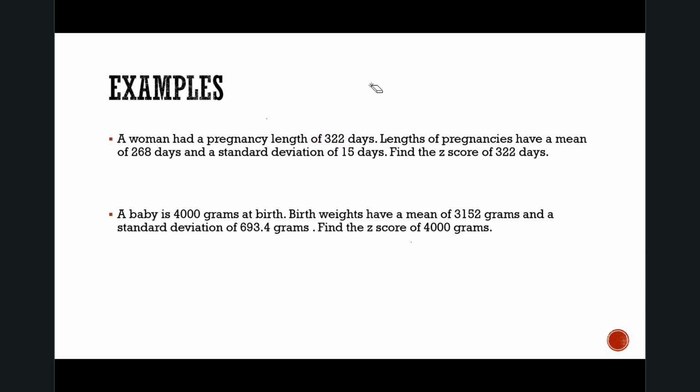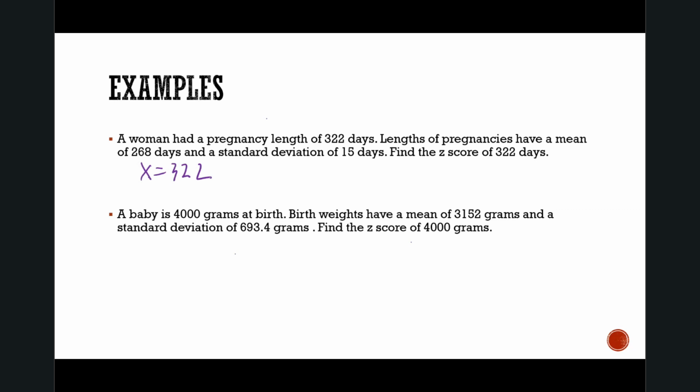What is X equal to? 322, 268, or 15? X is the measurement associated with an individual. Yes, so a woman, 322. She is a particular specimen. That sounds weird, but we want to know what is the deal with her pregnancy length. Is it exceptional? Is it normal? Whatever. Then you need to use the formula.